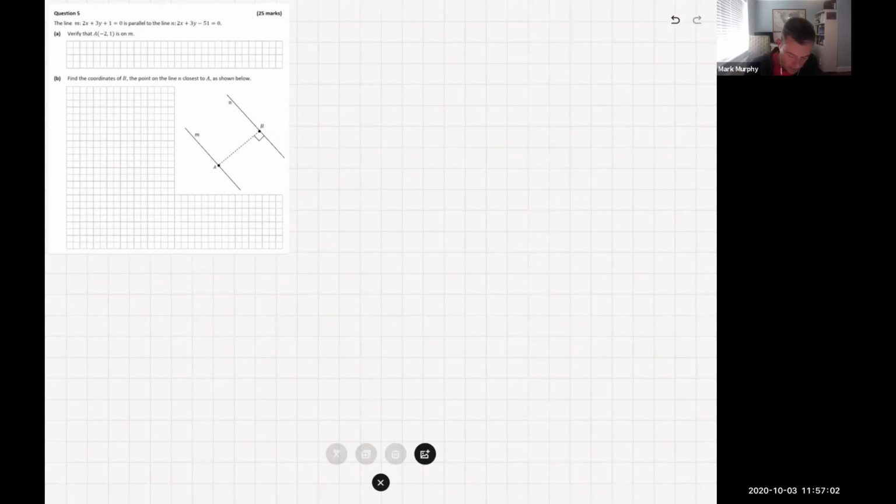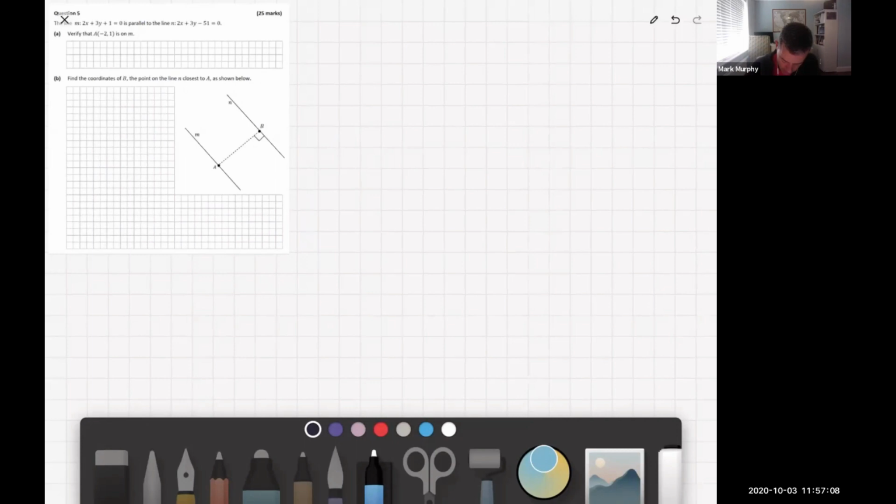So let's write down A. So the point A is minus 2, 1. And you must prove that that's on m. So all you simply do here is plug the value minus 2, 1 into that equation. So the equation is 2x plus 3y plus 1 equals 0. We must prove that the left-hand side is equal to 0. That's all we need to do here.